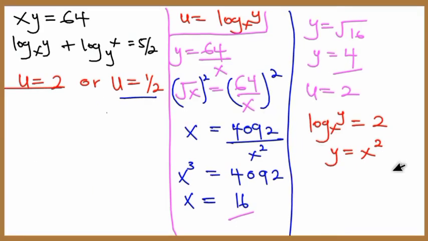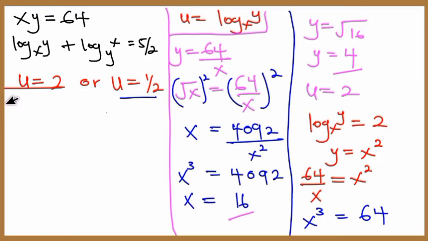So now we know that from this equation you can make y the subject, that's y equals 64 divided by x. So in place of y we put 64 divided by x. So I'll put my 64 divided by x equals x squared. So cross multiplication, I'll have my x to the power 3 equals 64. So making x the subject, I'll have x equals 4.